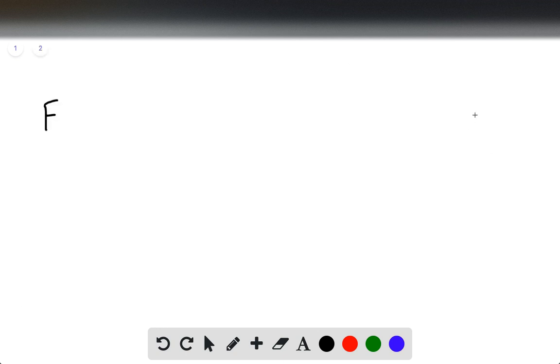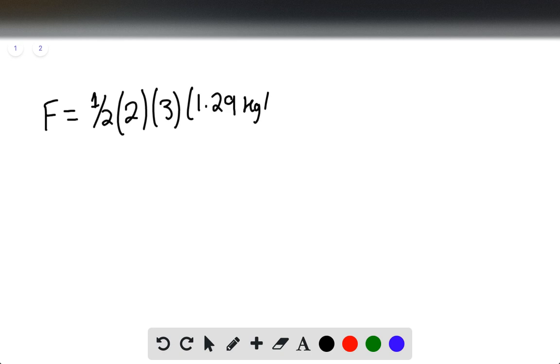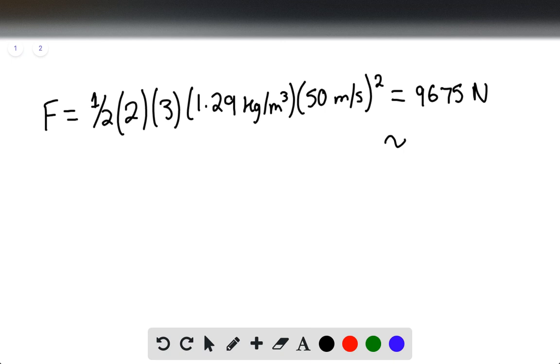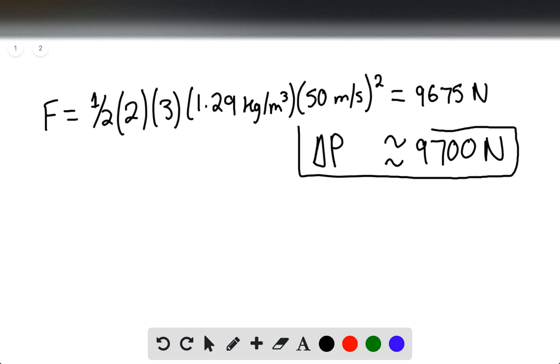So F is going to equal 1 over 2, and then the area will be 2 meters by 3 meters. And then the density of air will be 1.29 kilograms per cubic meter. And then we have 50 meters per second squared. And this is going to equal 9675 newtons. And we can round off to 2 significant figures and just say 9,700 newtons. So this would equal the pressure difference from on the outside of the window from the inside of the window. And that's the end of the solution.